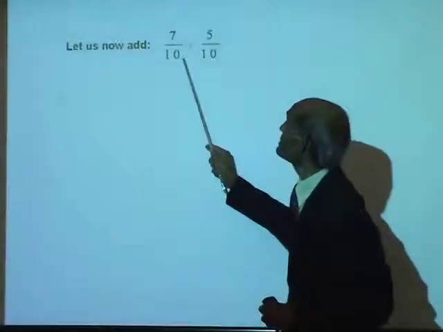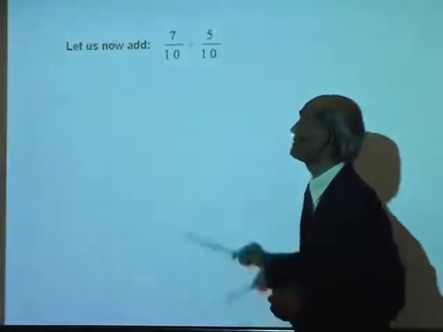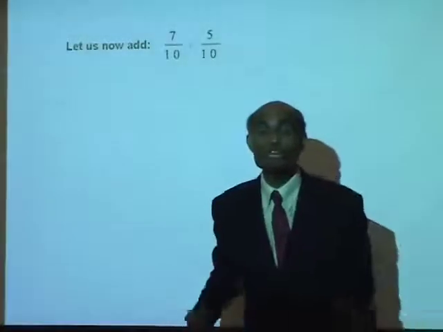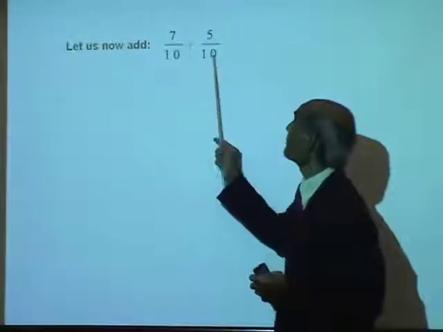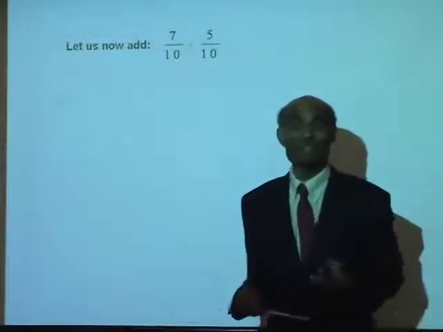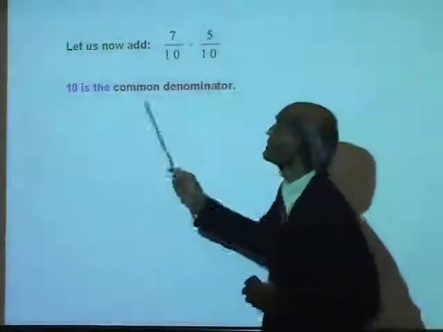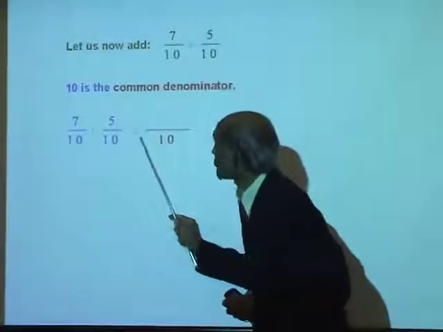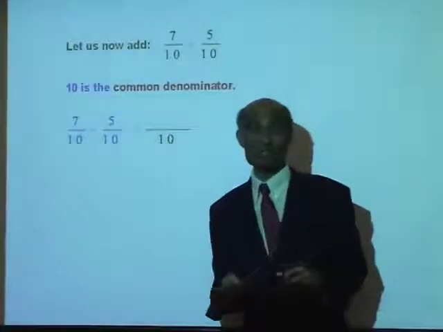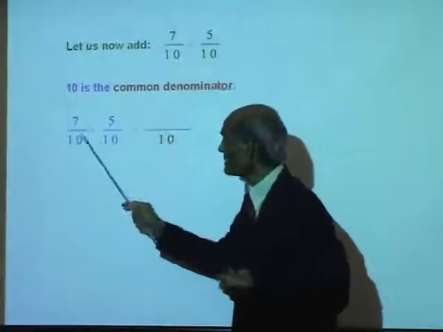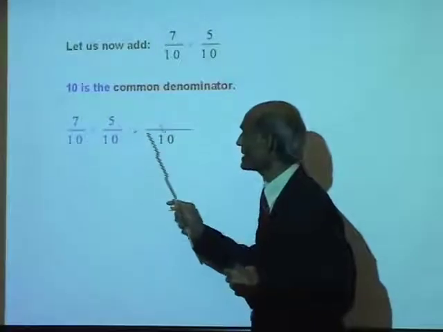Okay. Let's now add 7 over 10 plus 5 over 10. Alright, the first thing to do is, what is the common denominator? What is the common denominator? Well, both have denominator 10, so 10 itself is the common denominator. So, in adding this, we first write that common denominator. This is the method I want you to practice for every problem. So 7 over 10 plus 5 over 10 equal to.